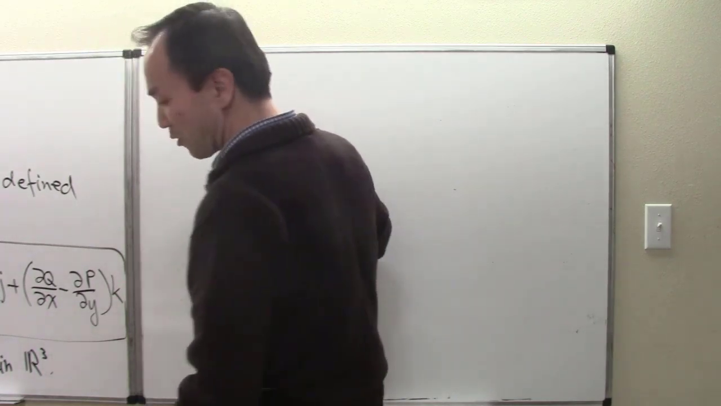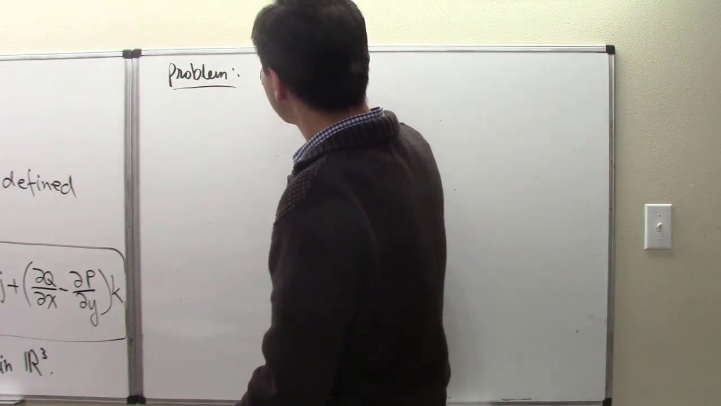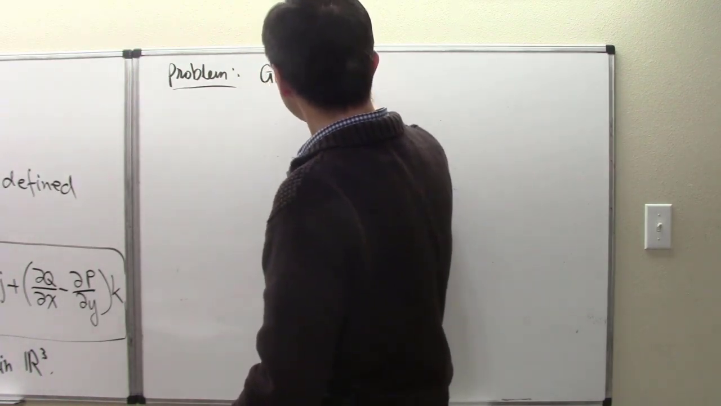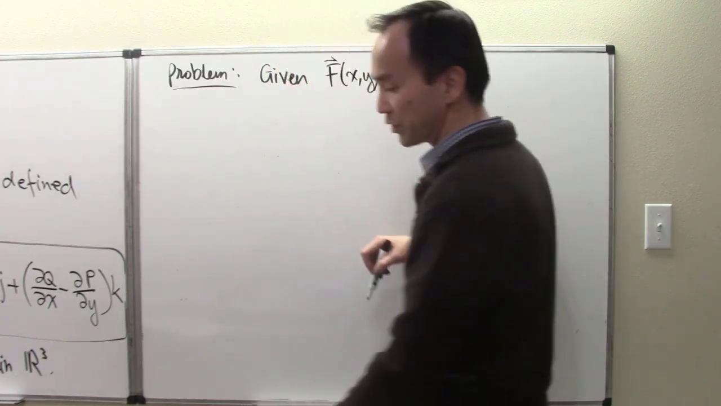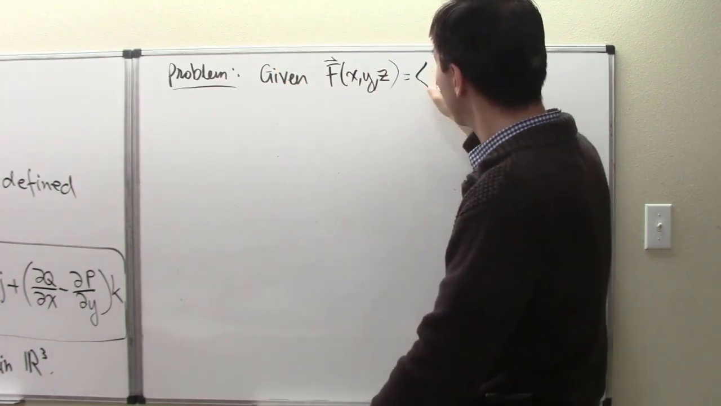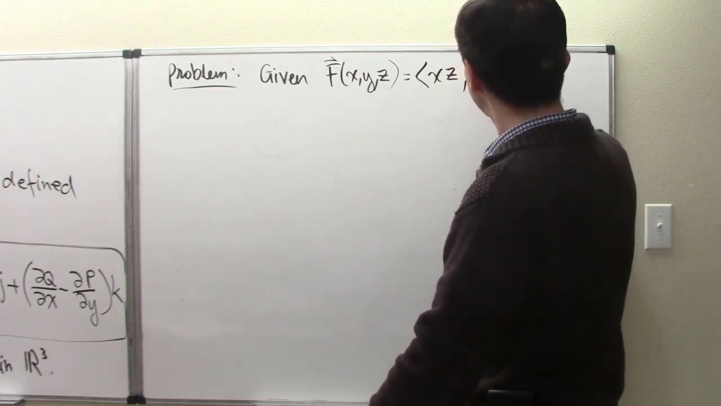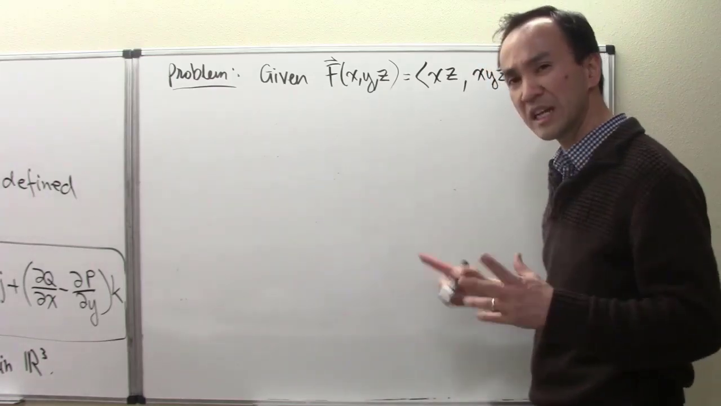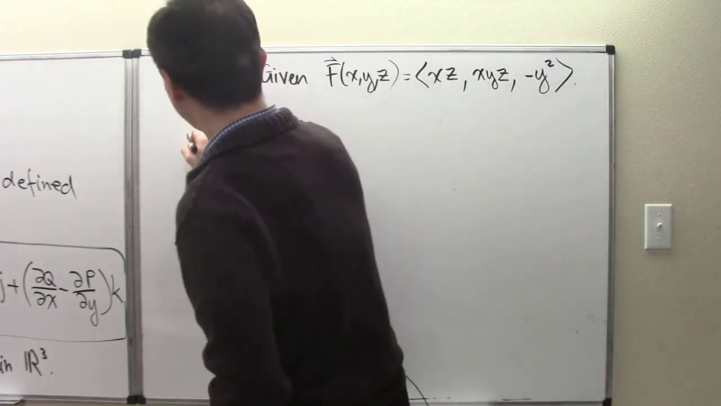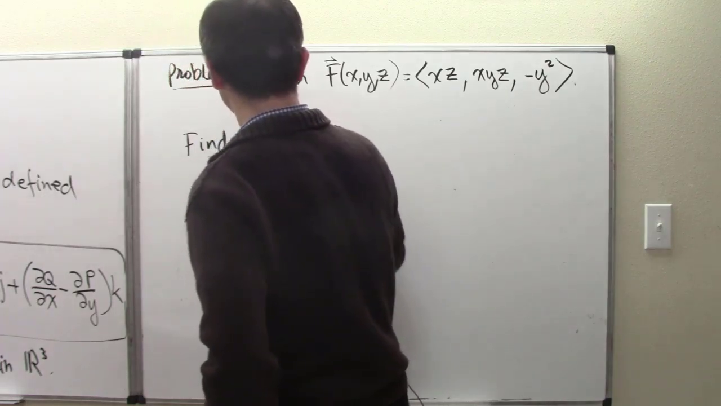What about when we are given simply a vector field of three variables, in 3D in R3 space, being xz, xyz, and minus y squared here. Now with this vector field right here, what if we are asked to find the curl of F?